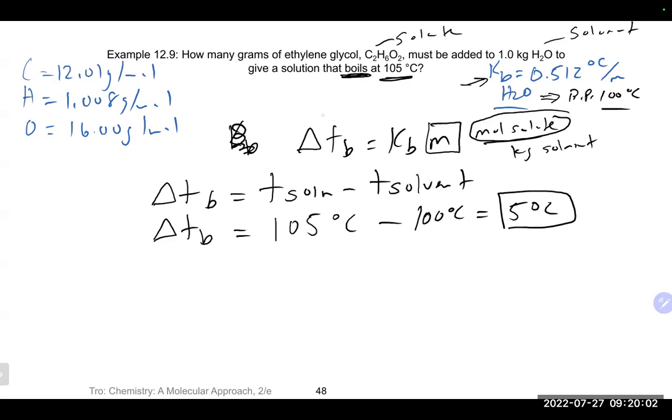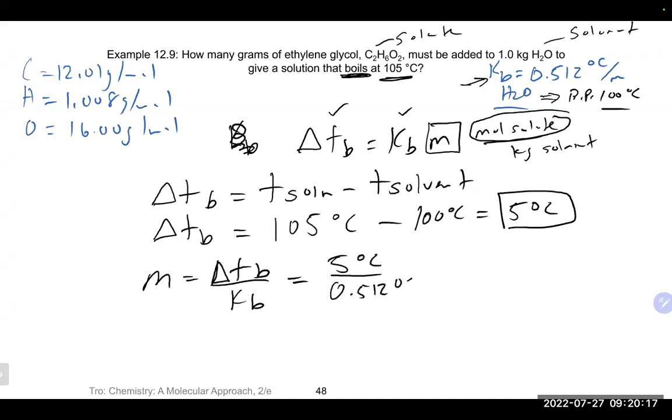Now that we do have the change in boiling point temperature and we have the KB, we could use that to solve for molality, which would be the change in the boiling point temperature divided by the KB. That again gives us 5 degrees Celsius divided by 0.512 degrees Celsius per molal. Once again, the Celsius will cancel out here. That will give us 5 divided by 0.512, and it'll give us something like 9.766 moles per kilogram of solvent here.